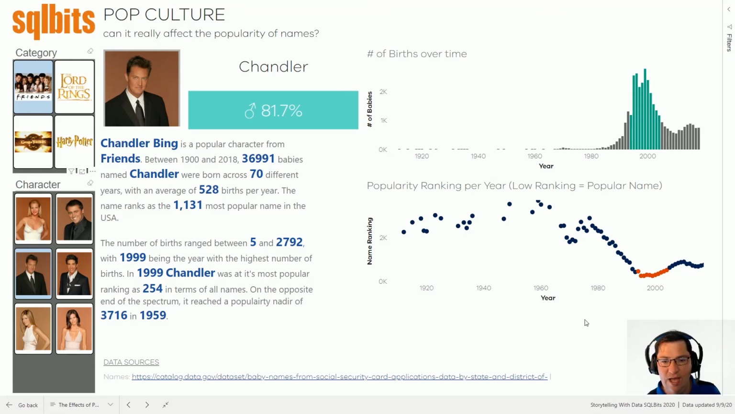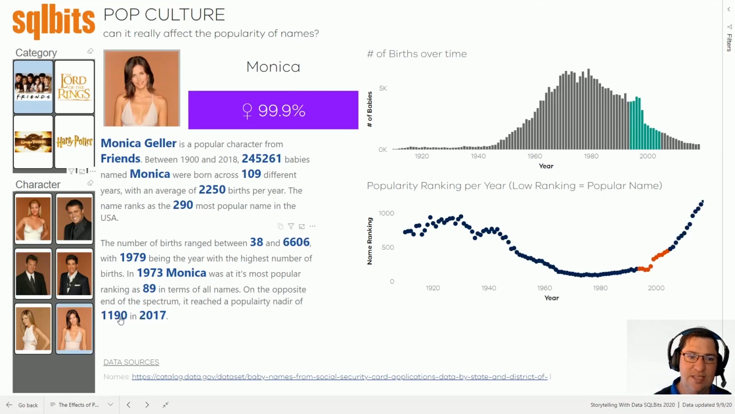And then Monica, I am doing this in this order for a reason. Monica, interestingly, was going up just at the time that Friends started, and then suddenly has fallen and has never stopped falling since then. Now, that could be partially to do with Friends, but there was another very famous Monica in the mid-1990s, and that may also have had something to do with it. So I don't really have much information about what made this happen, but it is quite interesting.